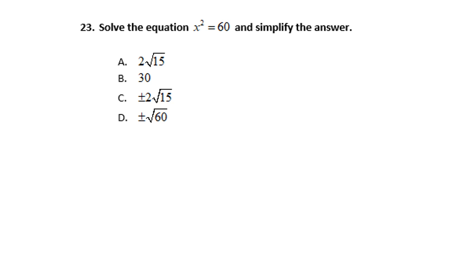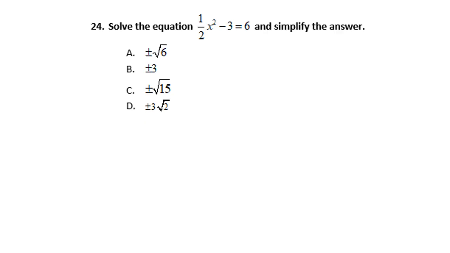Number 24. Solve the equation 1/2 x squared minus 3 equals 6 and simplify the answer. A. Plus or minus 6, B. Plus or minus 3, C. Plus or minus the square root of 15, D. Plus or minus 3 times the square root of 2.